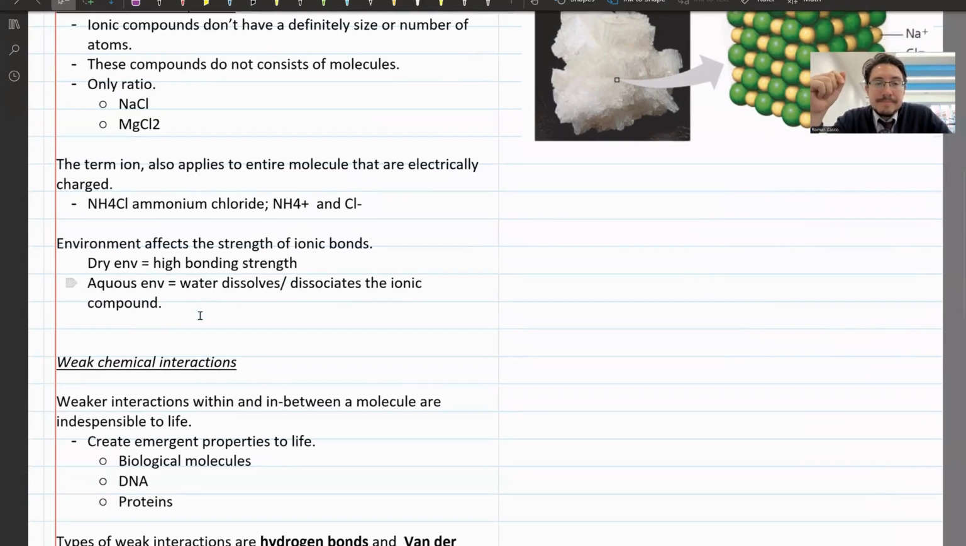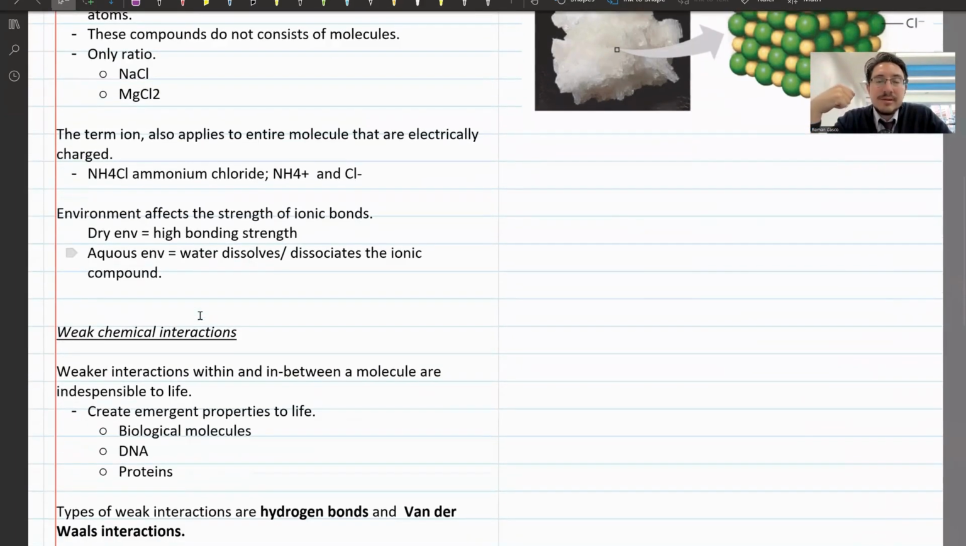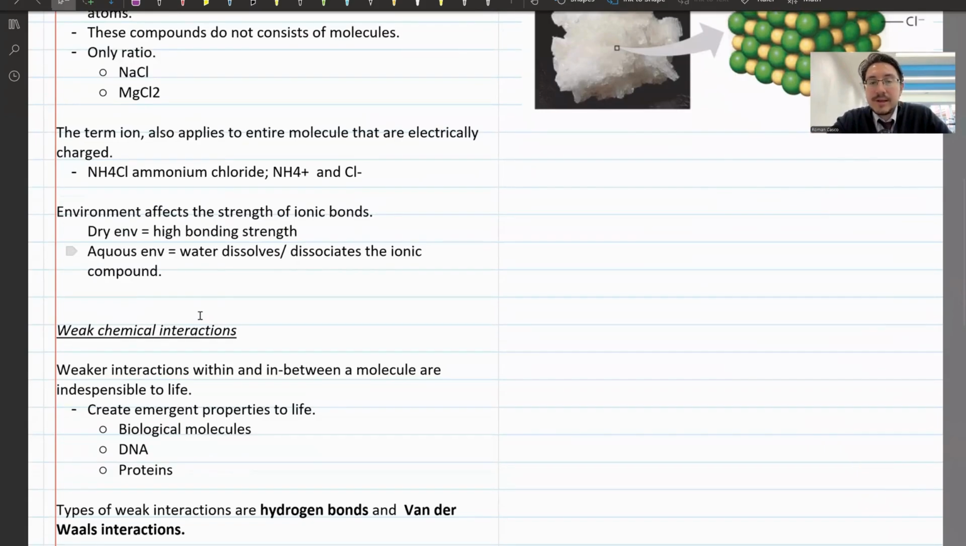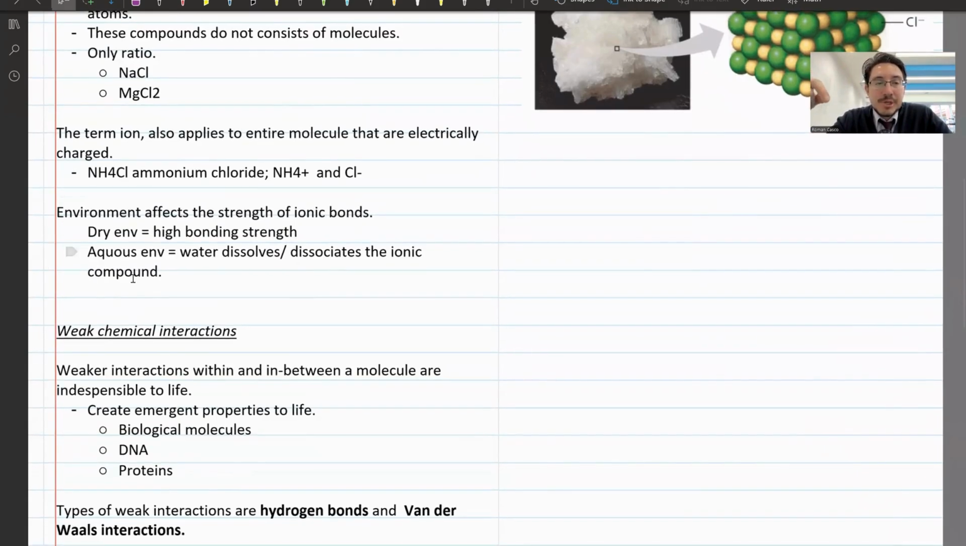All right. And related to that, the environment affects the strength of ionic compounds. Generally, a drier environment will produce a higher bonding strength, because when you have water in the vicinity, water will tend to dissociate, will weaken the bond and just break apart the ionic compound. So the drier the environment, the stronger the bond strength between the two ions.